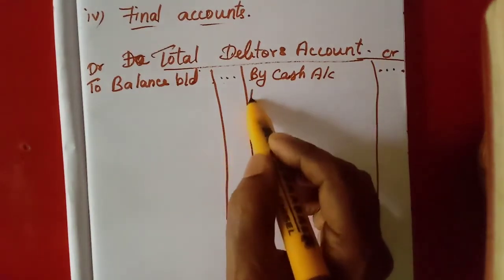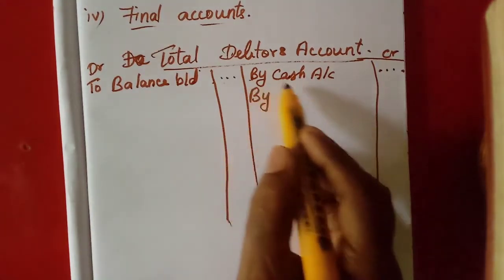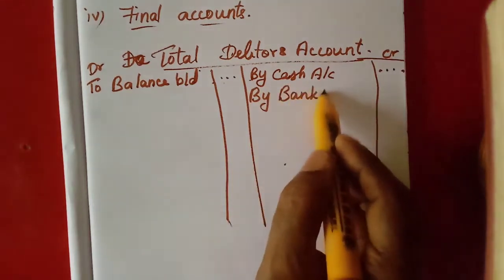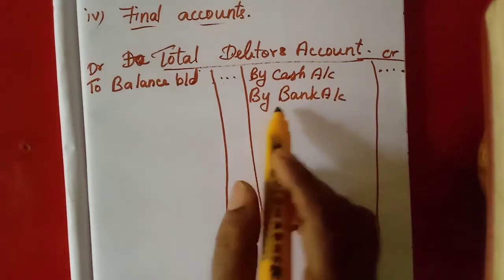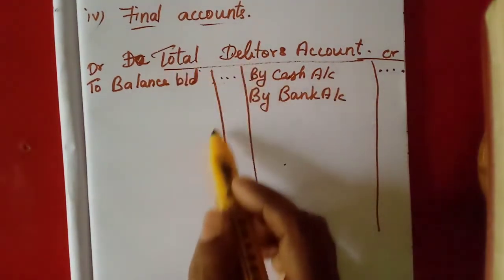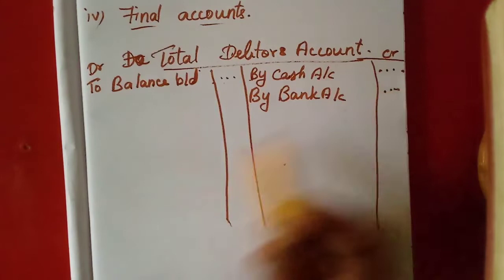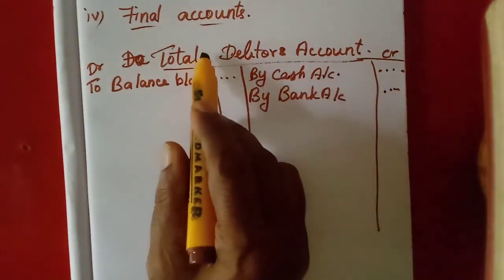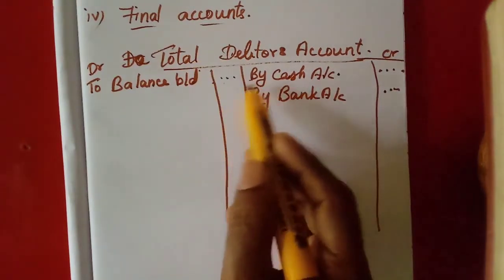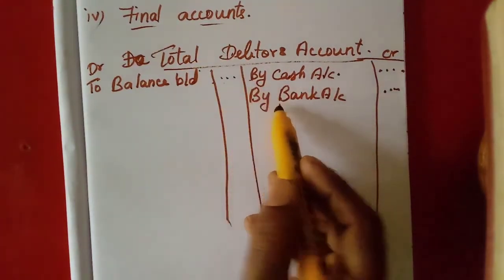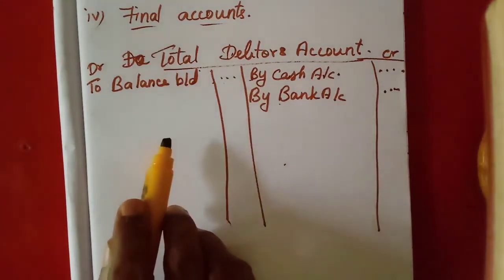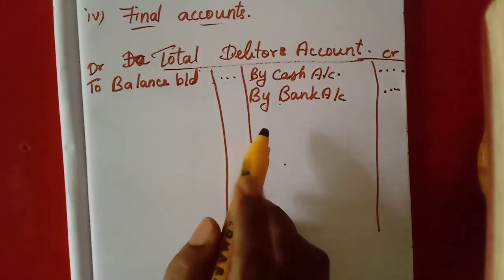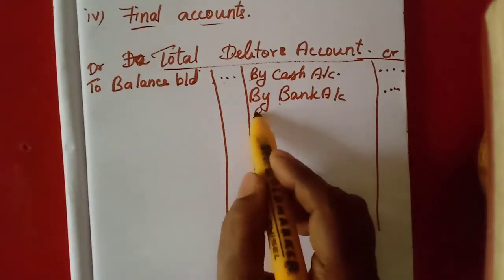Then if we receive a cheque and deposit it in the bank, that journal entry is bank account debtor to total debtors account. If we receive cash, cash account debtor to debtors account; when we receive a cheque and deposit it in the bank, bank account debtor to debtors account. Now you see all the adjustments come on this side.